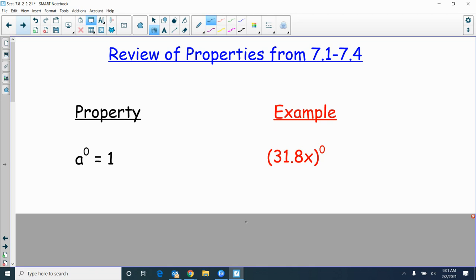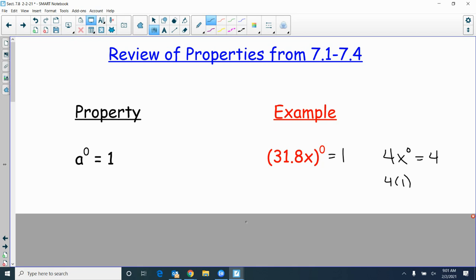Okay, there's your property. So for this one here, 31.8 x to the 0, what does that equal? 1. Now watch though. Take a look at what I just wrote up on the board. What does that equal? It equals 4 because it's still true that anything to the 0 power is 1, but the only thing to the 0 power is the x. That really becomes 4 times 1. In this case, since this is in parentheses and the whole thing's to the 0, that whole thing becomes a 1. So you've got to be able to tell where the 0 power is.